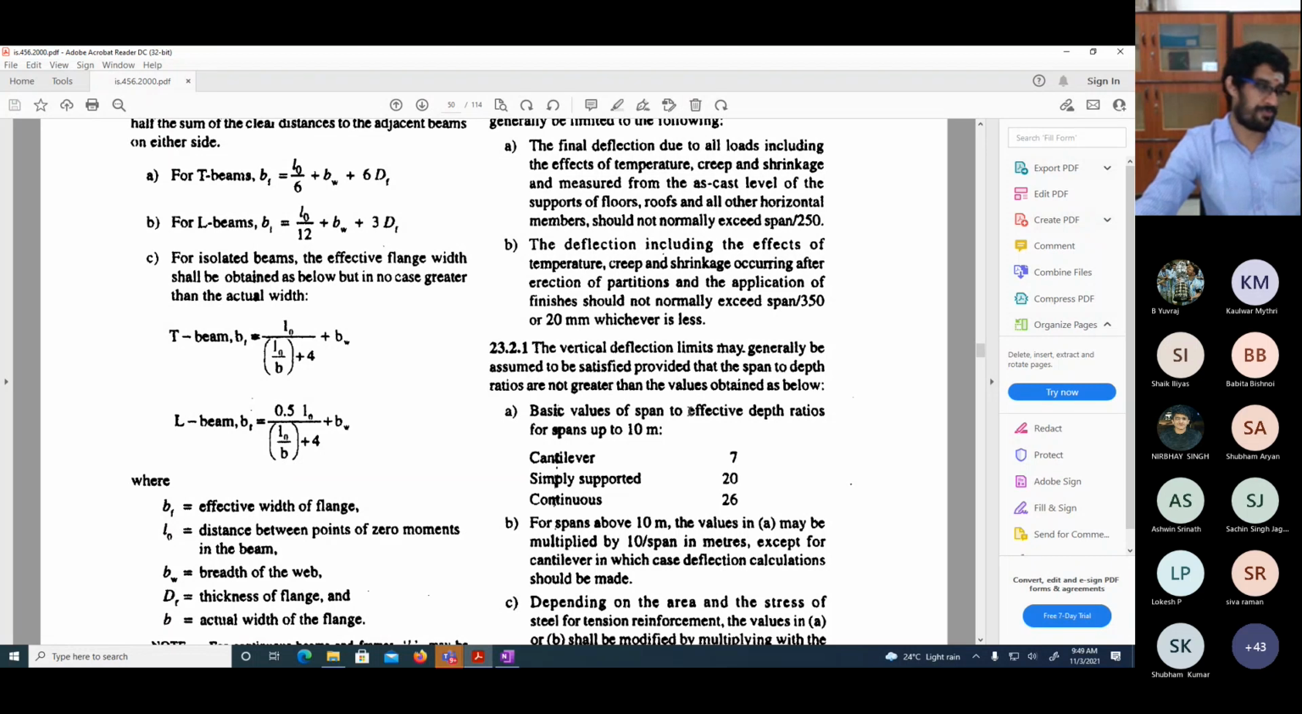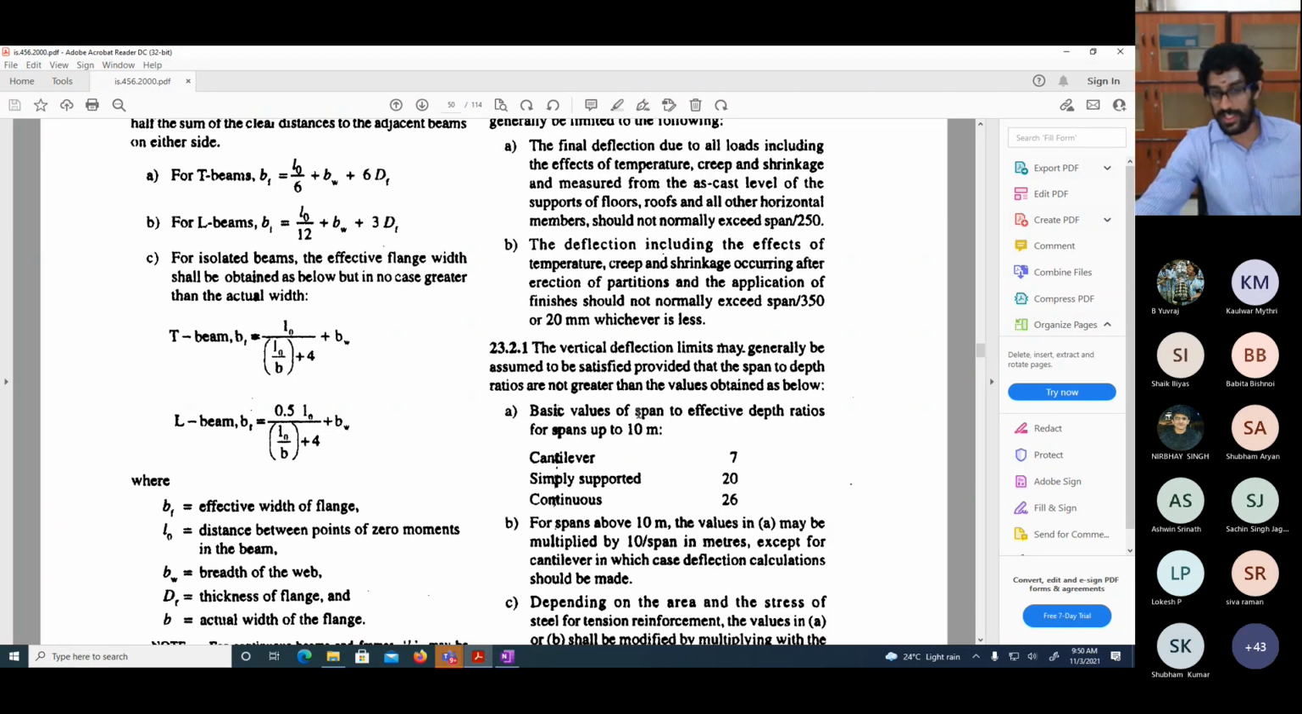For what? Is it allowed to use that, or can we use it? Is it allowed to use the L by D effective ratio for a one-way slab rather than using L by overall depth?